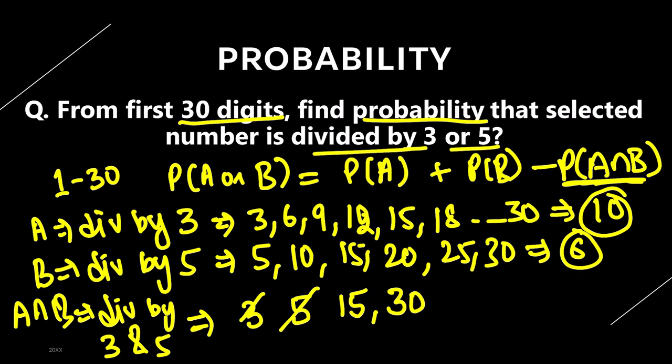The second number that is divisible by both is 30. So how many numbers are divisible by both 3 and 5? That is 2. I hope this is clear.